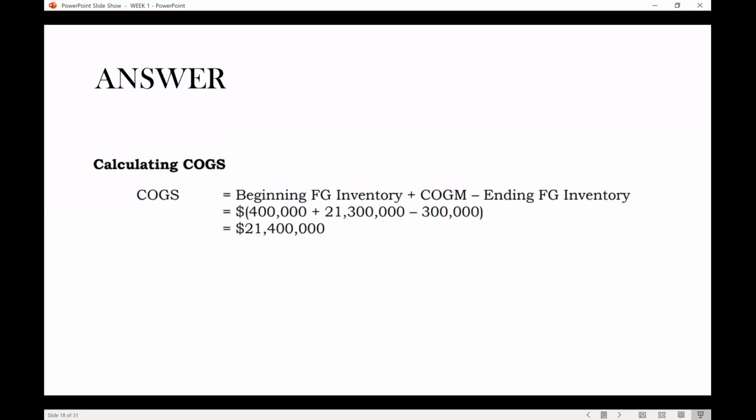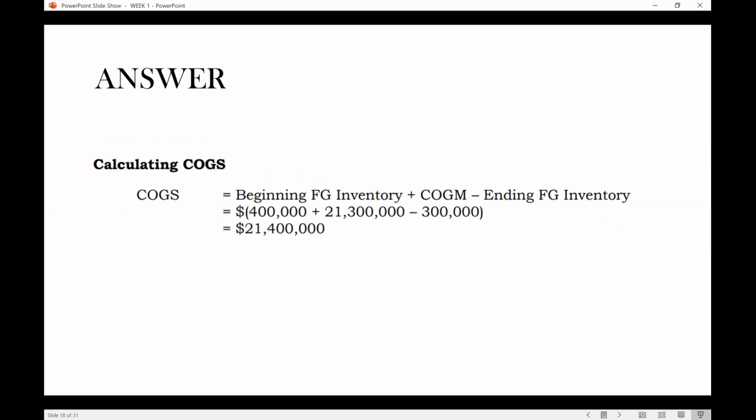Then we can find our cost of goods sold. Cost of goods sold, what we're selling, finished goods. So here we're using finished goods inventory. The formula is beginning finished goods inventory plus your cost of goods manufactured that you just calculated minus your ending finished goods inventory. So here you're seeing we've found the figures from our question, plugged in the cost of goods manufactured that we just calculated, and we would have gotten our cost of goods sold figure.